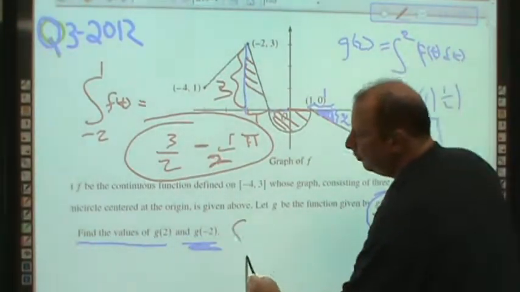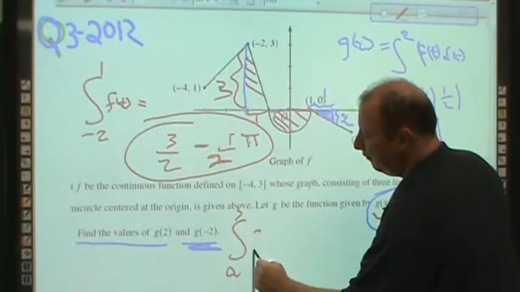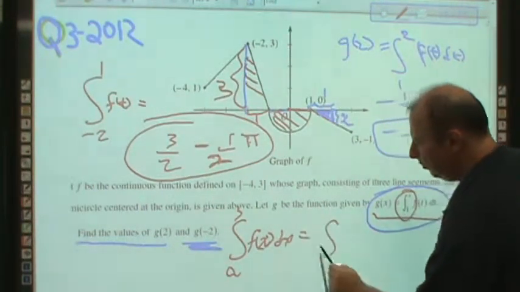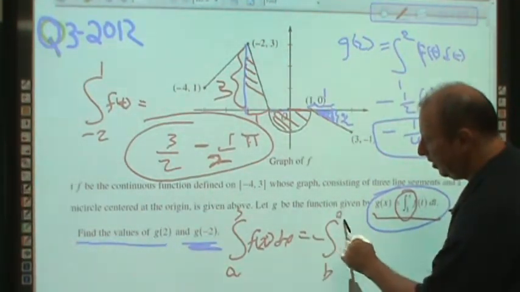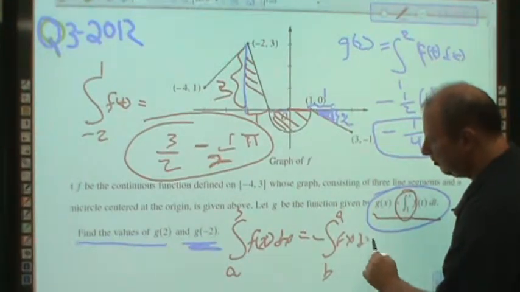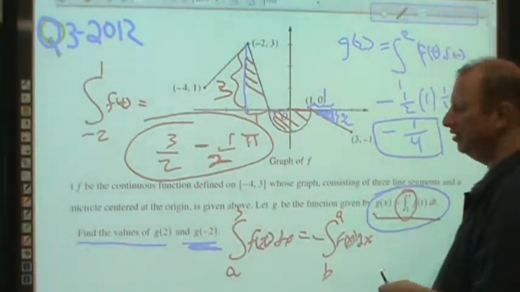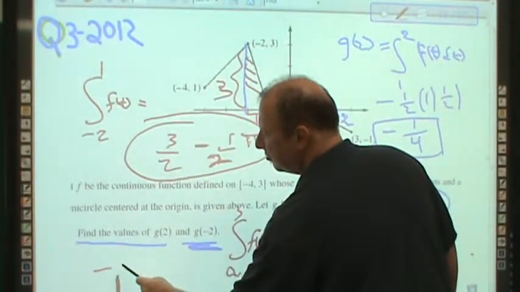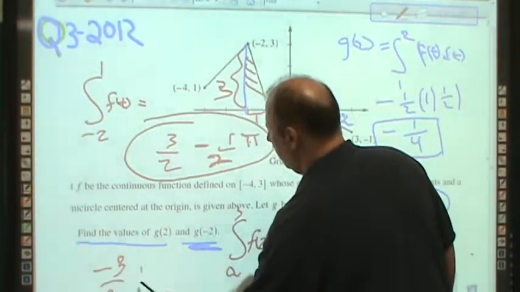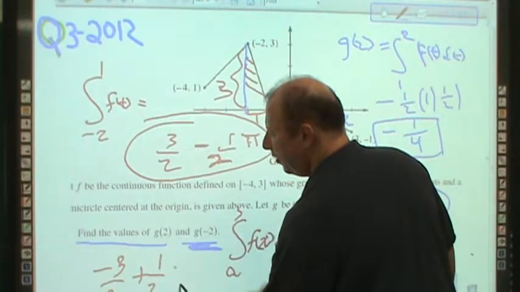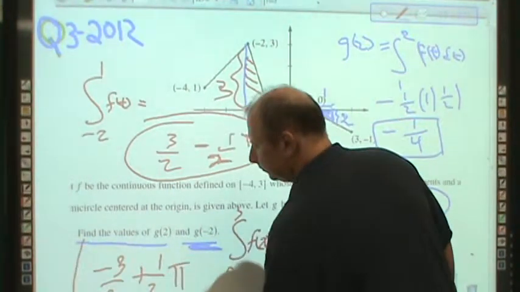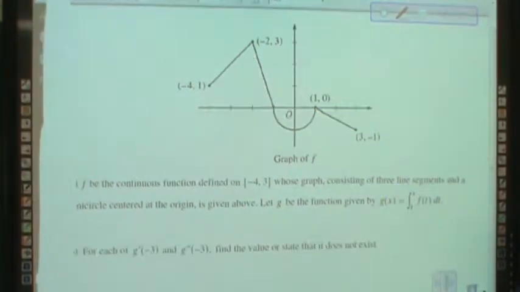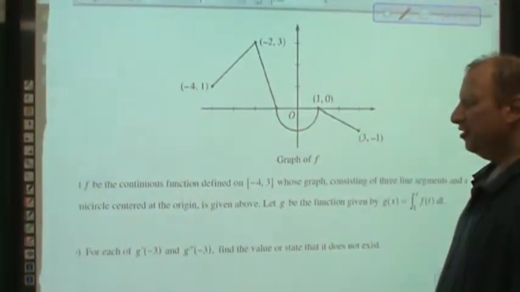And as we know, the integral from a to b of f of x dx is equal to negative the integral from b to a of f of x dx, in this case dt. If that's the case, let's put a negative in front, so it's negative 3/2 plus 1/2 pi. And that's g of negative 2. Let's look at the next question.